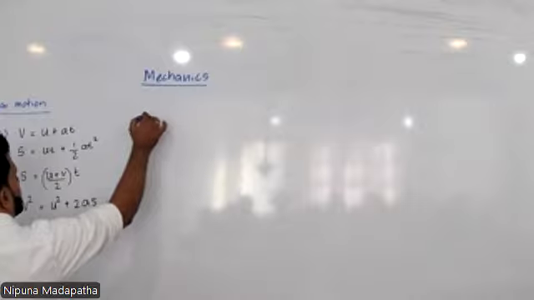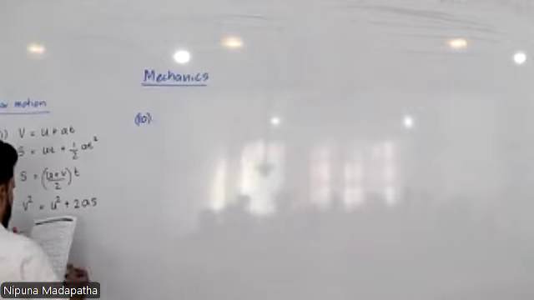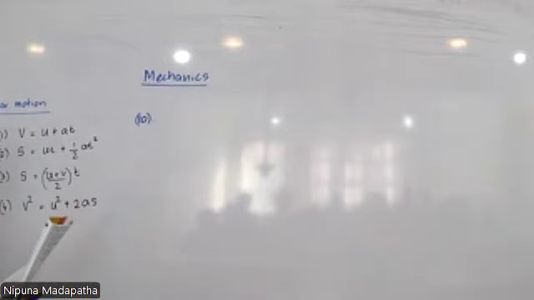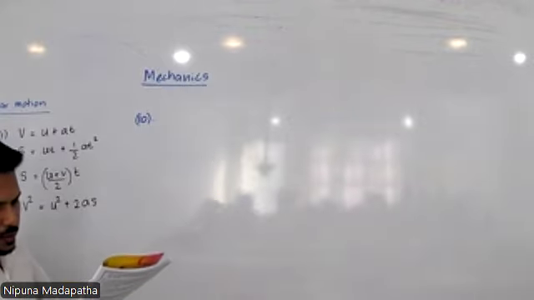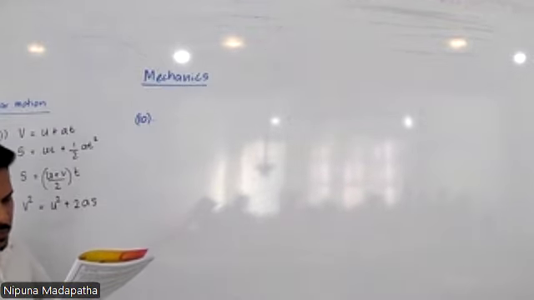To start, question number 10. A car moving with a uniform acceleration takes 15 seconds to attain the velocity of 45. Find the initial velocity of the car and the distance it covered during this time.